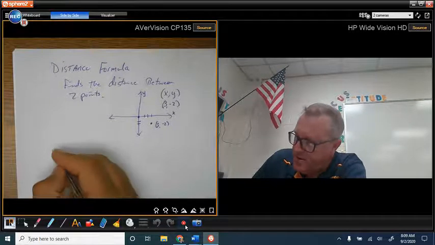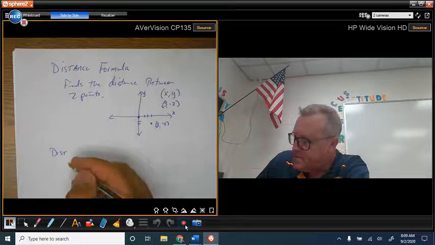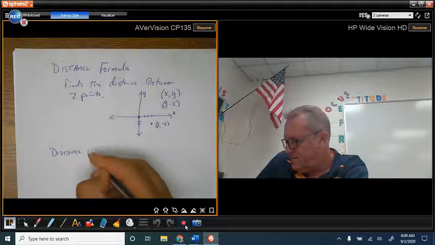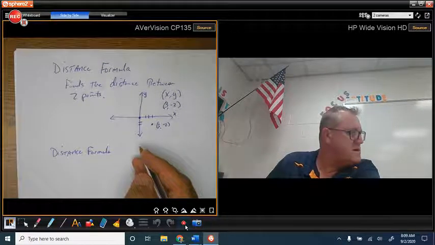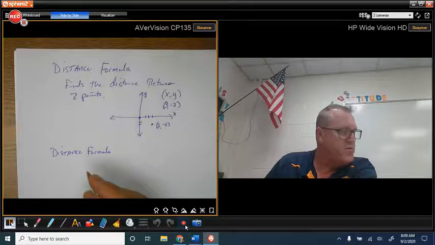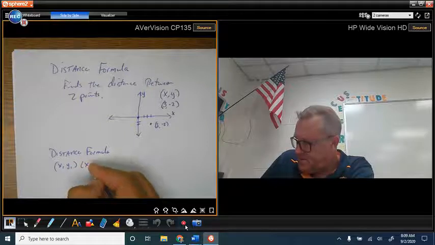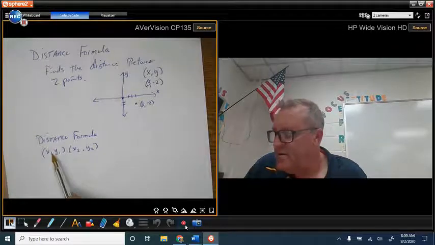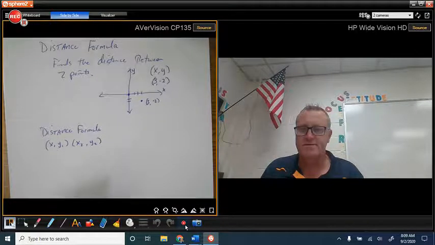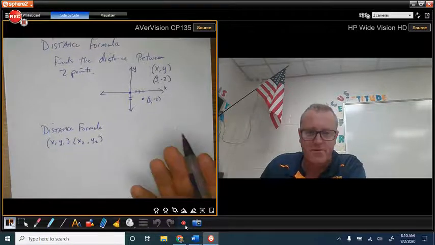Well, the distance formula, it's also in your book. It's on page 9. It says that the distance between 2 points, x sub 1, y sub 1, and x sub 2, y sub 2. Now, what do those little sub numbers mean? Really nothing. They're just a way to distinguish between one point and another point. So basically, this is just one point, and this is another point. That's all those sub numbers mean.